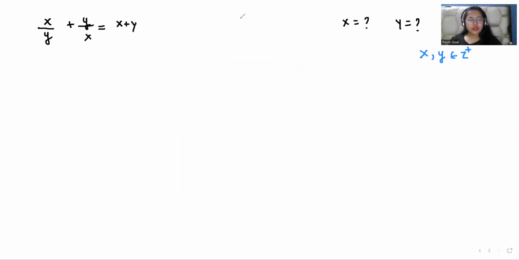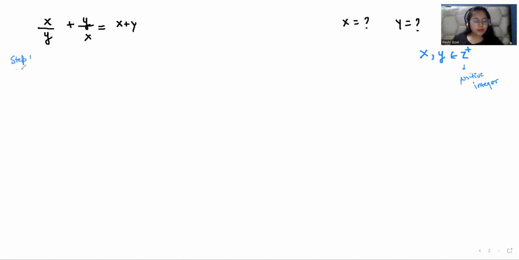So in this question we have to find the value of x and y when the expression x over y plus y over x equals x plus y. Here one important thing is that x and y are positive integers, so they can't be equal to 0 or negative. So let's start with the question.